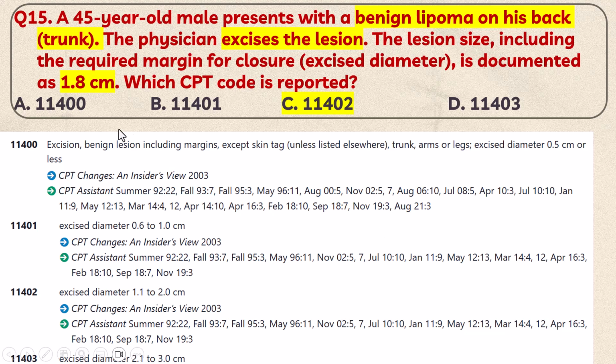So once you come to the tabular list, 11400 is excision benign lesion including margins except skin tag unless listed elsewhere, trunk, arms, or legs. So in our case, it is trunk, that is the back means trunk. So trunk excised diameter 0.5 cm, but in our case it is 1.8 cm. So you have to read the other codes, that is the continuation add-on codes. Excised diameter 0.6 to 1 cm, 1.1 to 2 cm. So 1.8 is included in 1.1 to 2 cm. So the correct answer will be 11402.